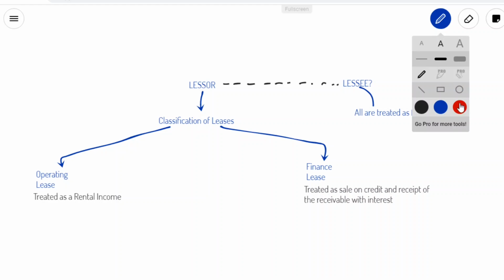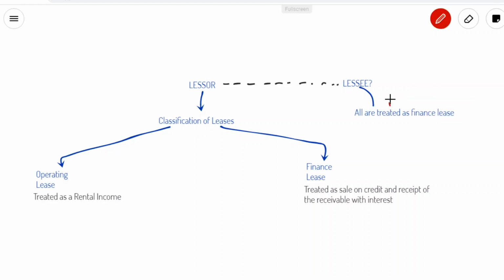But in the case of lessee, there were certain exceptions: if the lease is for a very small amount of time, less than 1 year, then it can be treated as a normal rent. And similarly, if the lease is for a low value asset, then it can be treated as a normal rent. Now, in the case of lessor, we have an entirely different situation.